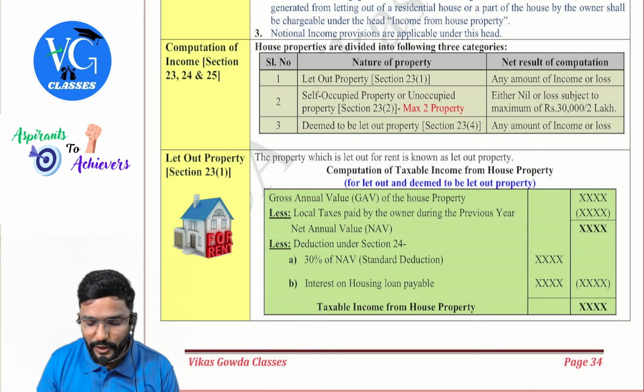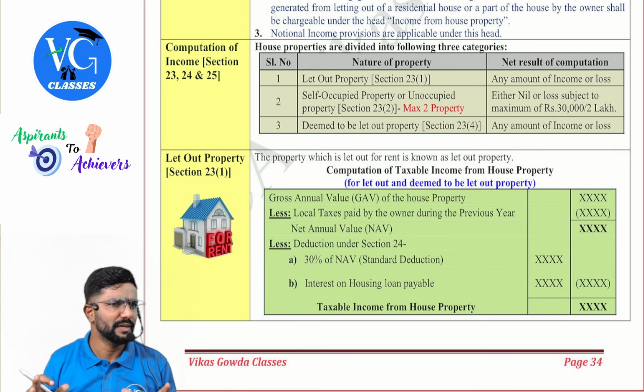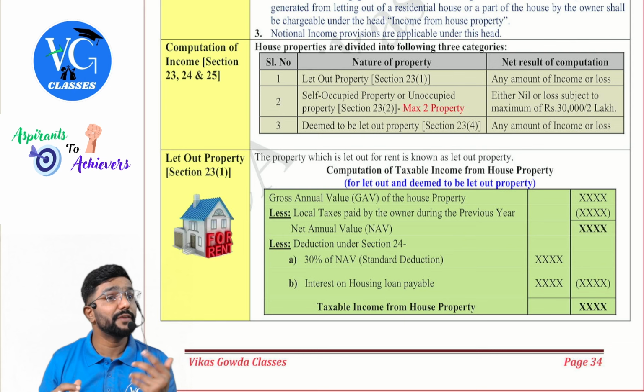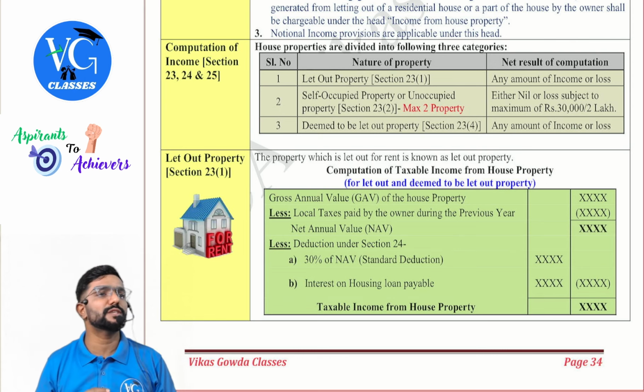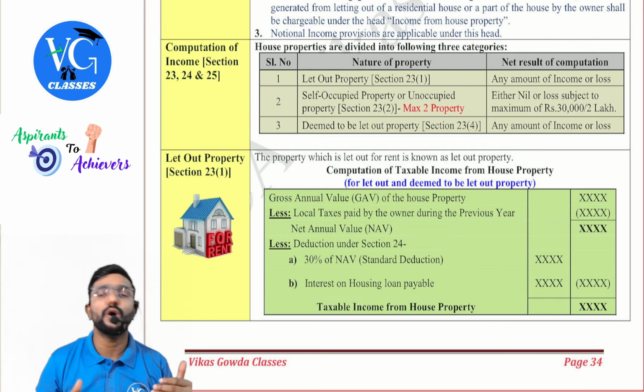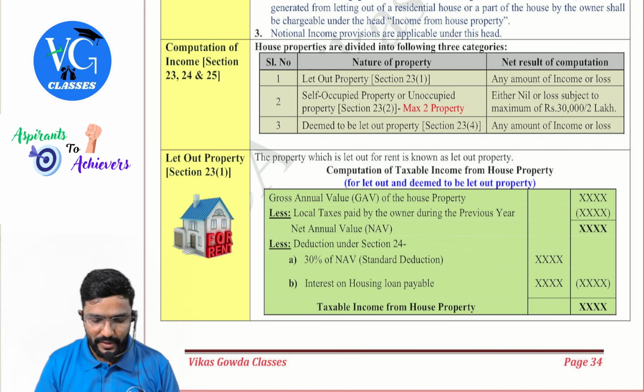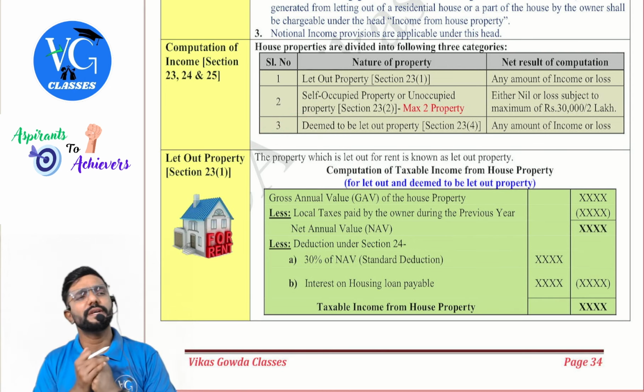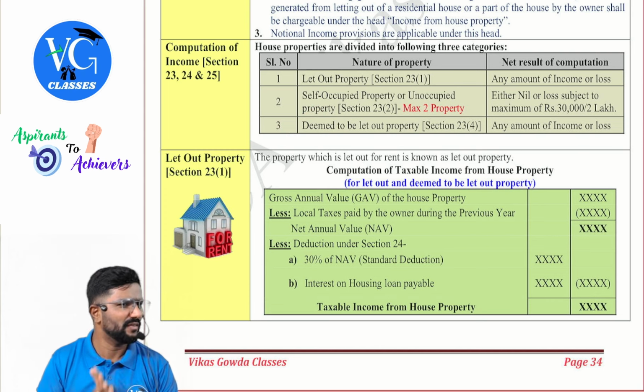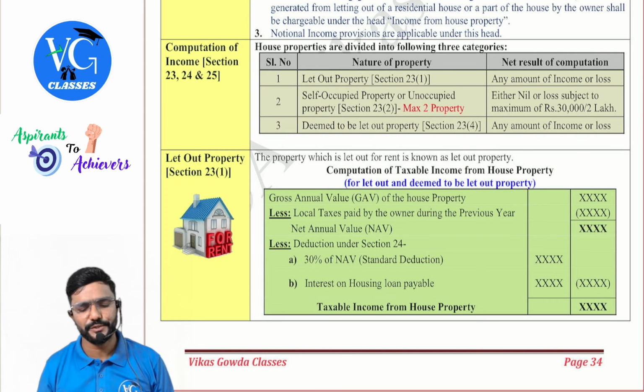So for self-occupied property, we can never have income. The income will be either nil or we can have a loss, but the maximum loss will be restricted to either 30,000 or 2 lakh, depending upon how much interest they can claim. Then for deemed to be let out property also, we can have any amount of income or loss. It is at par with let out property, guys.